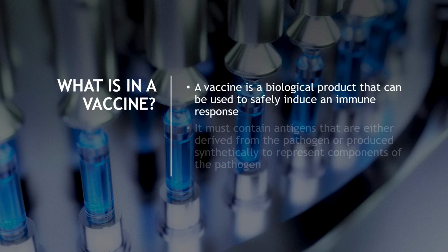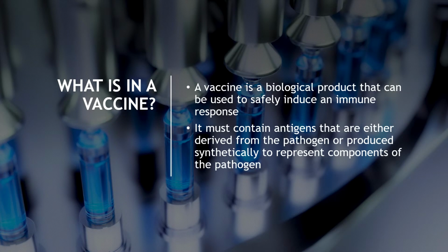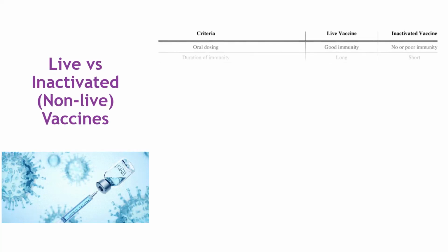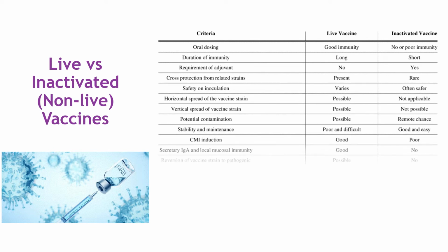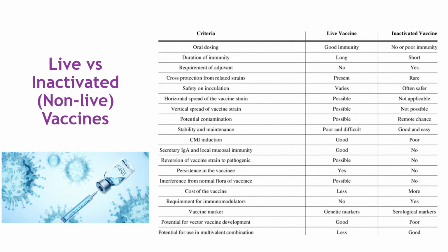So what is in a vaccine? Vaccines contain biological products, or antigens that are either derived from an actual pathogen, or synthetically produced to resemble components of the pathogen. Some vaccines are live ones, and others are inactivated, or non-live. The difference between live and inactivated vaccines are listed out in the table here.